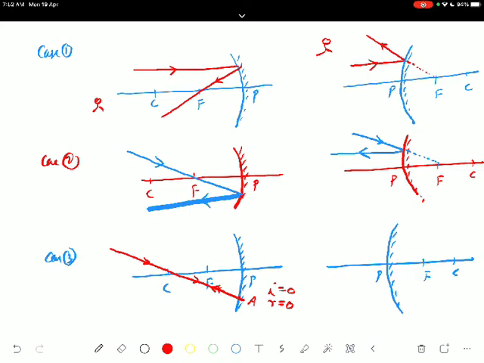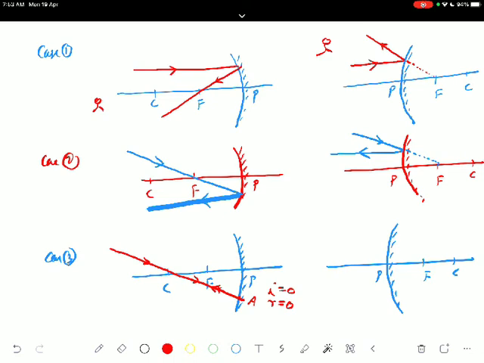It returns. So here the light ray passing through C, after reflection from the mirror surface, returned, because it is an example of normal incidence. i is equal to 0, r is equal to 0.